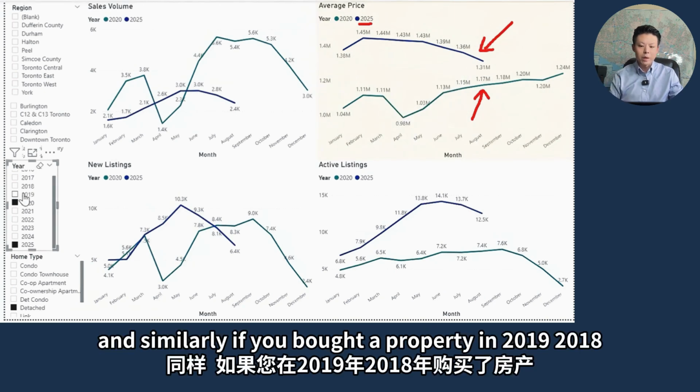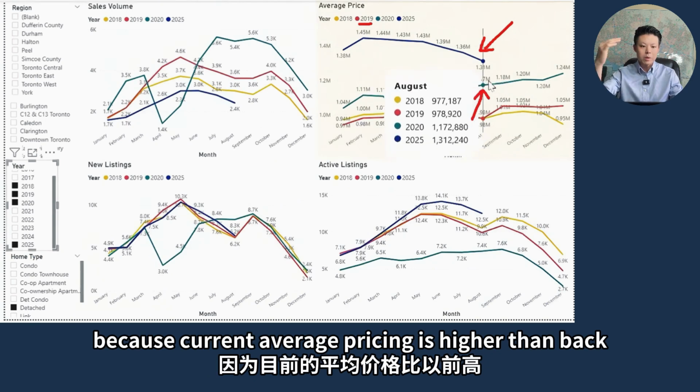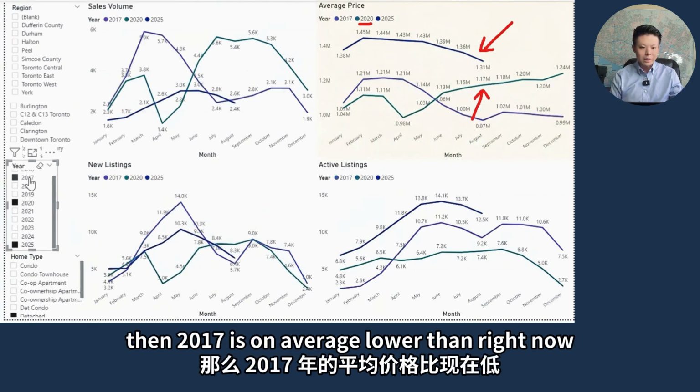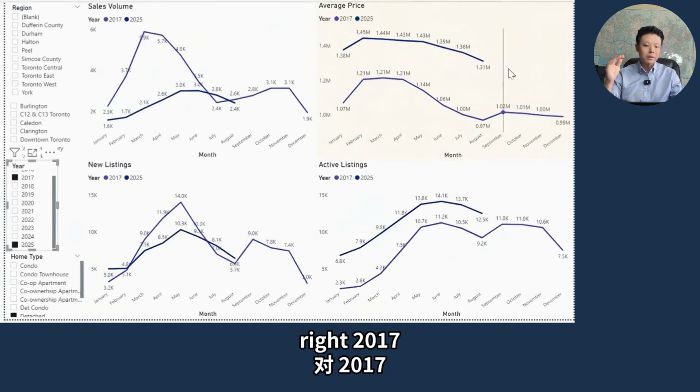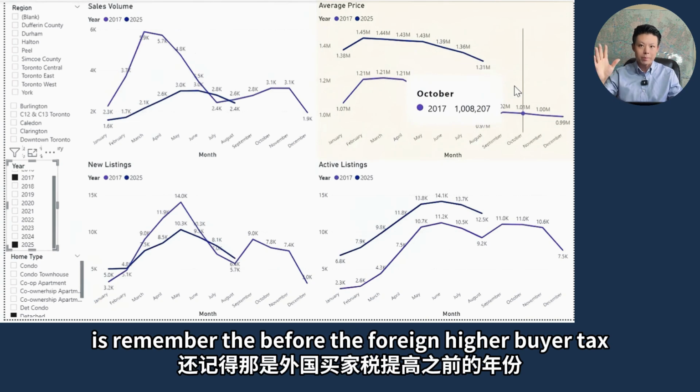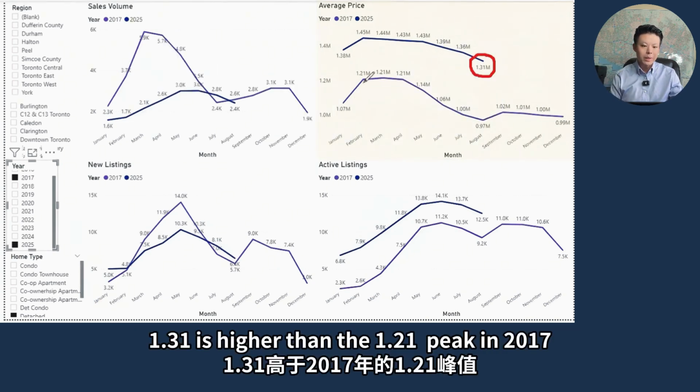And similarly, if you bought a property in 2019, 2018, you're good, right? Because current average pricing is higher than back then. 2017 is on average lower than right now, right? 2017 is, remember, before the foreign buyer tax, there was a peak. So on average right now, 1.31 is higher than the 1.21 peak in 2017.